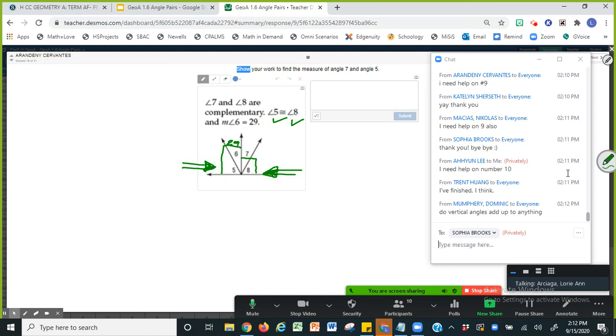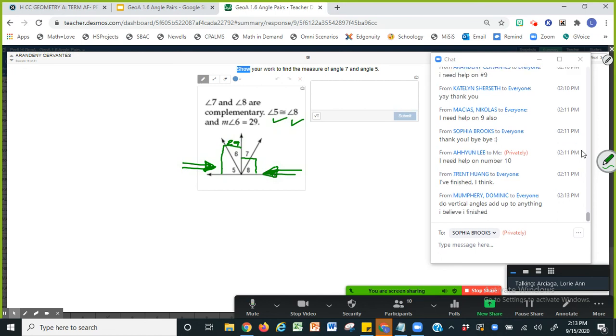Nope, Dominic, they equal each other. Alice, for number 10, you have to start by getting the letter A at the bottom, which is they're all lined up. So they have to equal a certain number if they're forming a straight line. And then once you have the value of A, you can find the value of B by solving the triangle. Like in a triangle, the angles add up to 180 as well.